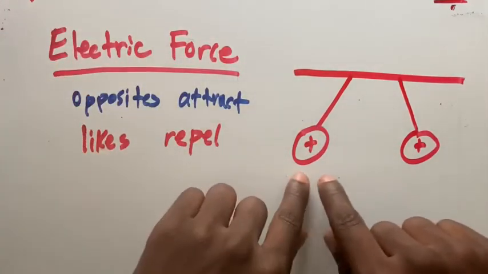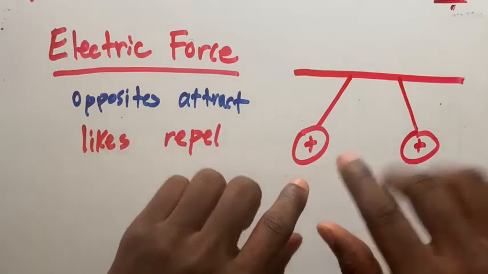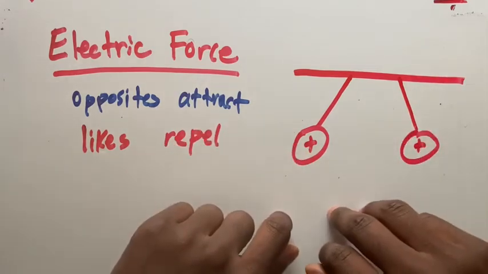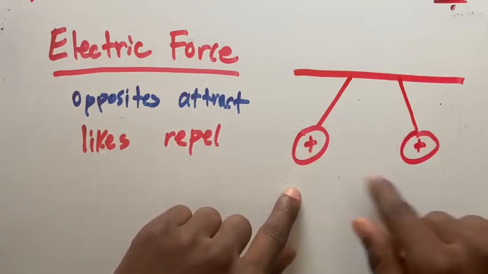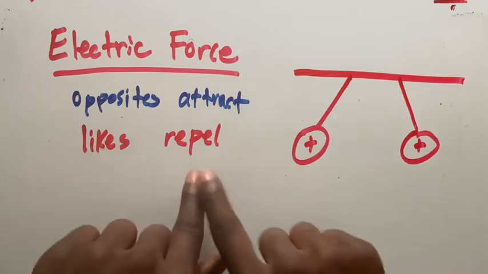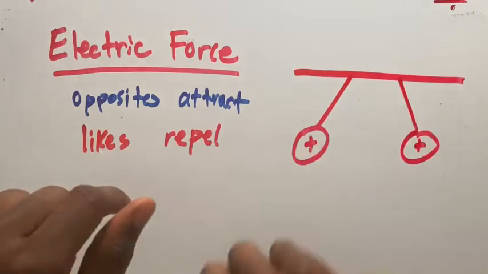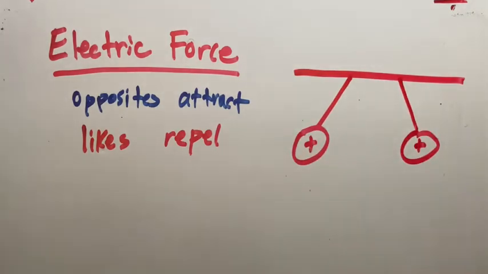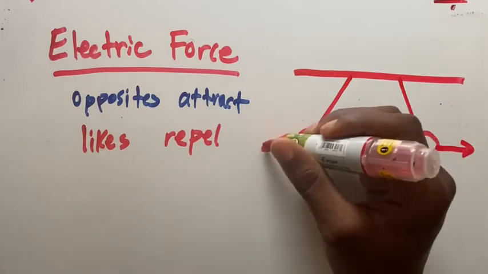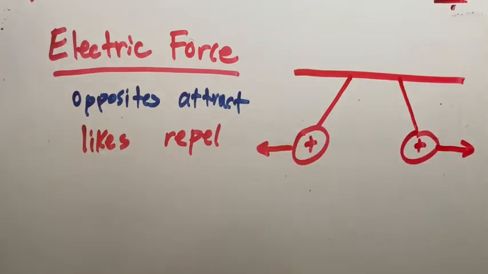But let's say these two objects have some charge. They're both positively charged. And so since both of these objects are positively charged, they're going to repel, right? So they're going to basically push away from each other. And so the electrical force on both of these is going to be pushing away like this.